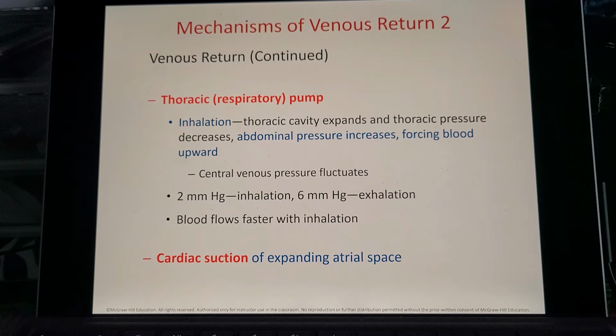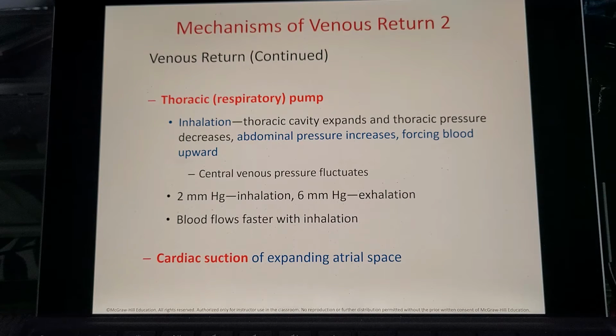Next one is the thoracic, also called the respiratory pump. So when you inhale, that causes additional pressure in your abdomen, stomach region. So that's going to, again, just like your skeletal muscle pump, squeeze on your blood vessels and help to move fluid back towards the heart.